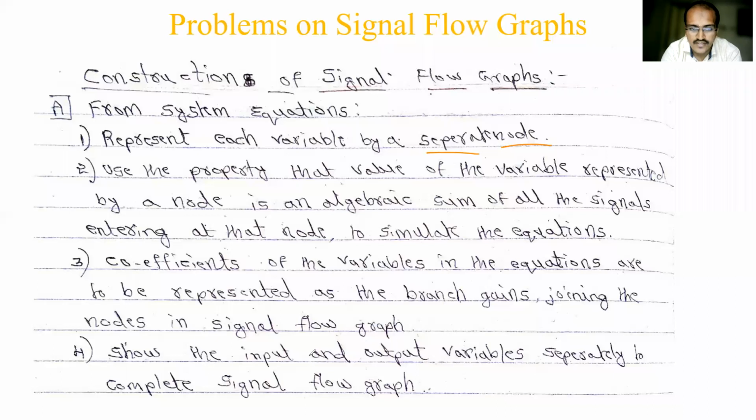And finally, show the input and output variables separately to complete the signal flow graph. Separate it means multiply with 1, so separate R of s or U of s. So these are the 4 steps we'll follow in constructing the signal flow graph for a given system of equations. I have one problem in this category that I will consider with these steps, and then we'll apply the Mason gain formula for that.